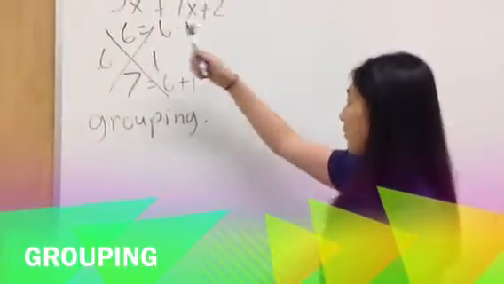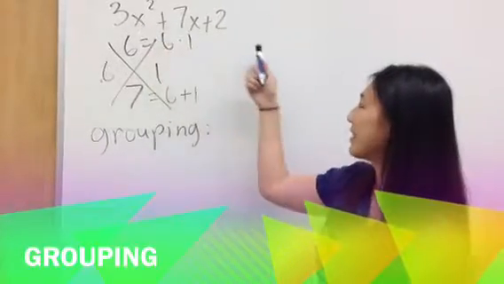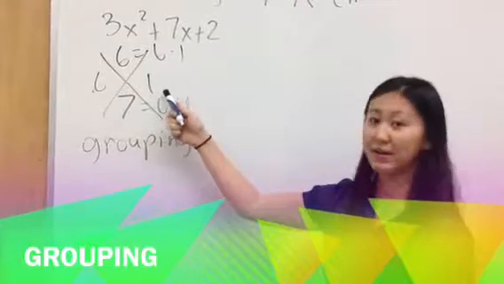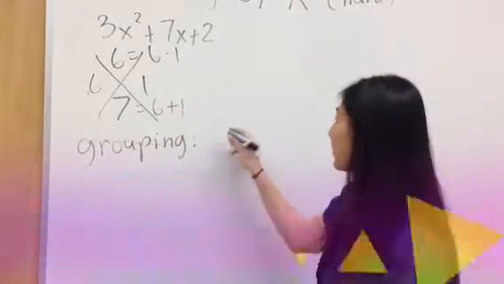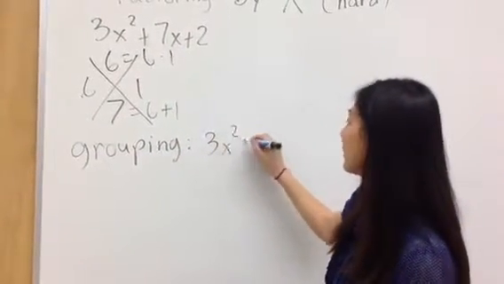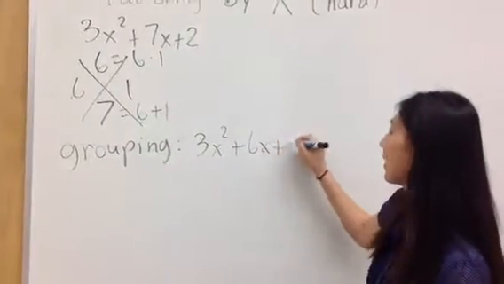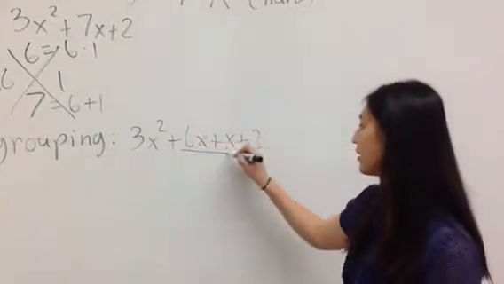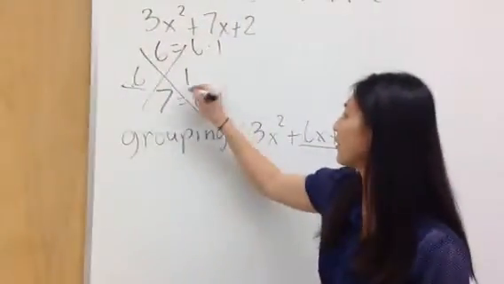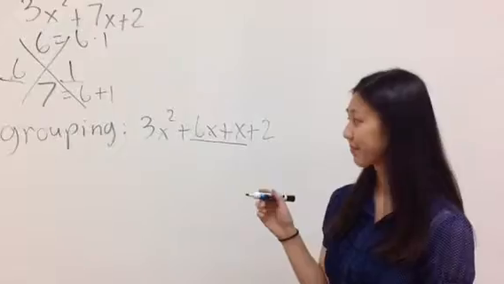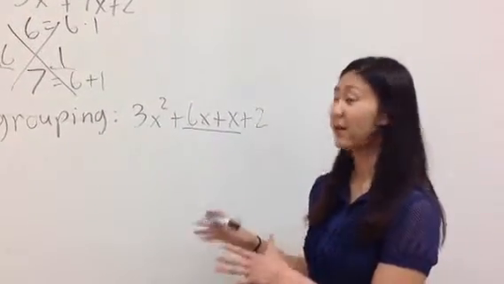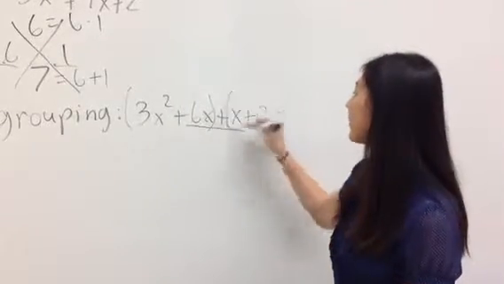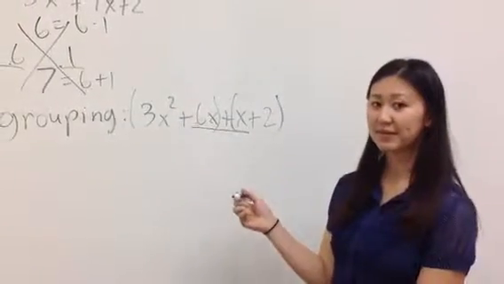So we're basically going to rewrite this, but instead of the 7x, we can write it as 6x plus 1x. So it's going to be 3x squared plus 6x plus x plus 2. So again, this right here is coming from these two on the sides. So we're going to group them together. We're going to group the first two together with parentheses and group the last two together with parentheses.